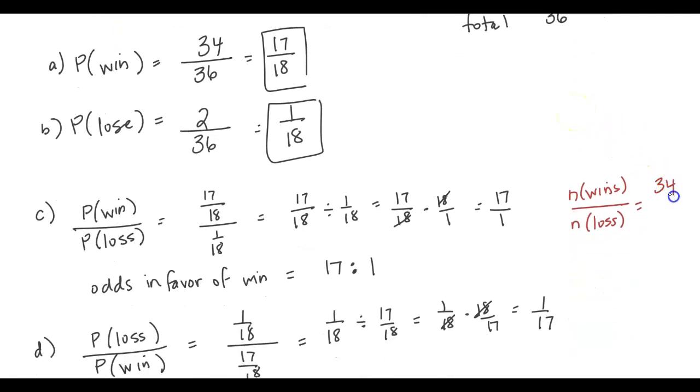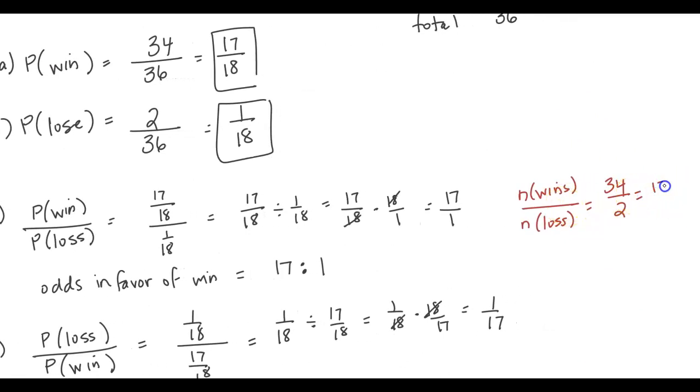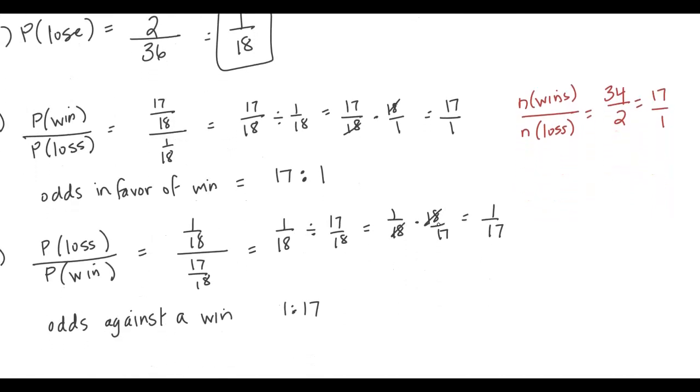So 34 wins to 2 losses would reduce to the same 17 over 1 that we got whenever we calculated it with probability over probability. The same thing would happen when we were looking at the odds against a win. If we looked at the number of losses, the number of against wins first, and the number of wins, we would have 2 losses to 34 wins, or it would reduce to 1/17 as a fraction. And it would be written as 1 compared to 17 with our colon.